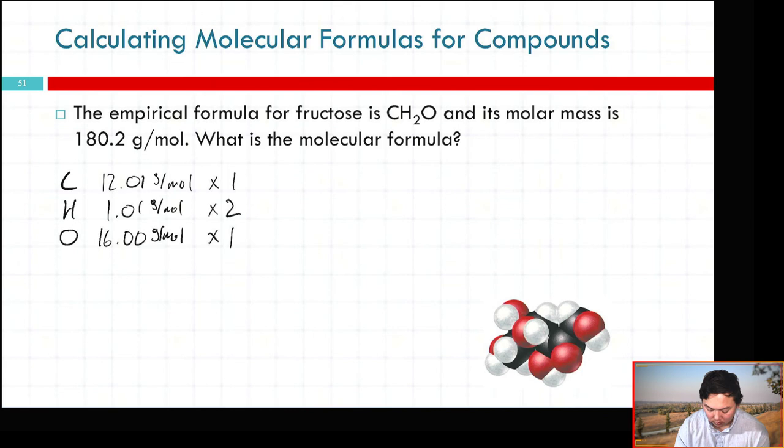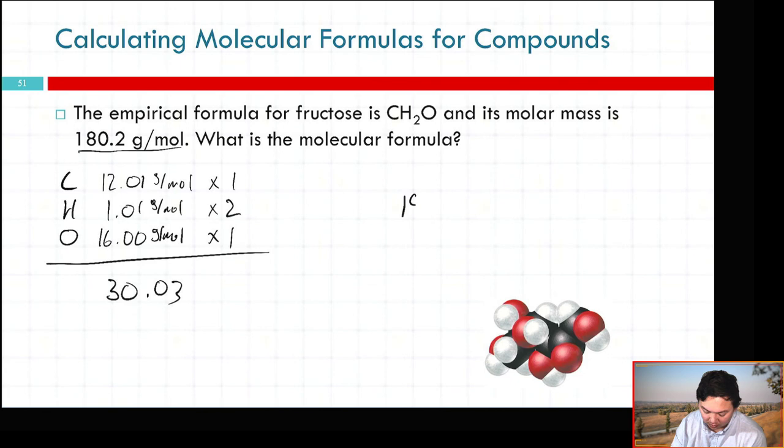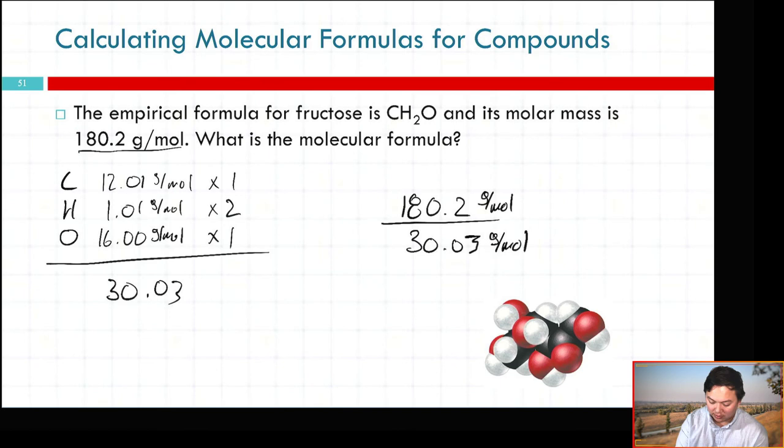So this is going to be 12.01 plus 2.02 plus 16 to give us 30.03. And now, since we know the molar mass of the actual molecule, you can say 180.2 divided by 30.03. And this is another one of those moments where we've got grams per mole on top, grams per mole on bottom. So our result is actually unitless.